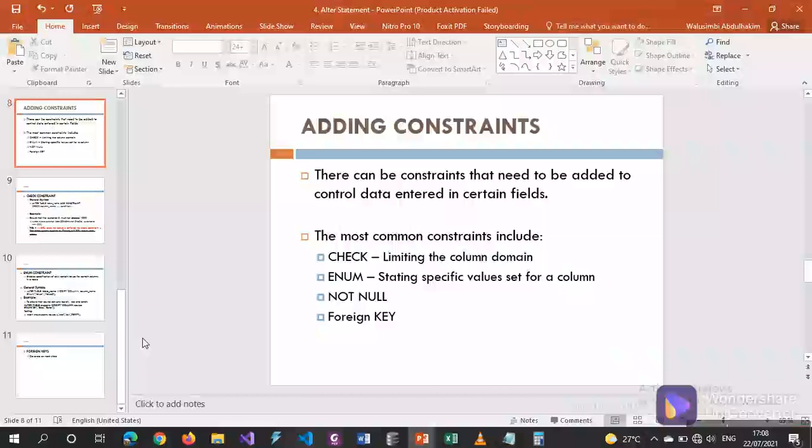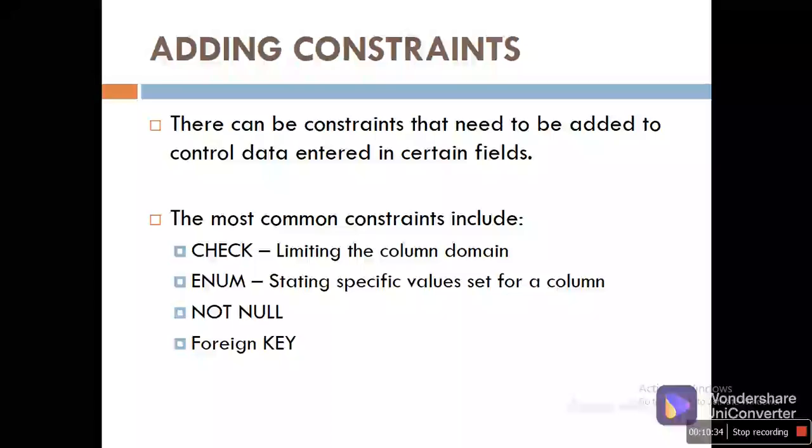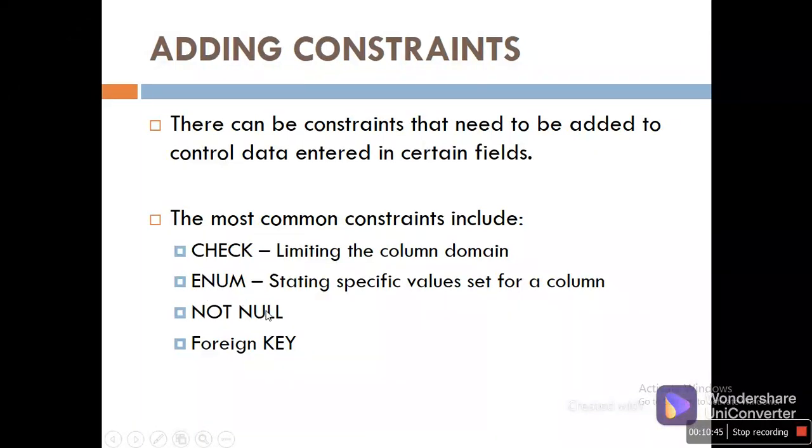So we have these constraints here. You have the check constraint, we have the enum, which is just a short form for enumeration, and then this one is not null. And foreign key. We have already looked at what not null is. We are going to look at foreign key later on, when you want to create a relationship between two tables. We shall look at how we add the constraint for foreign key.